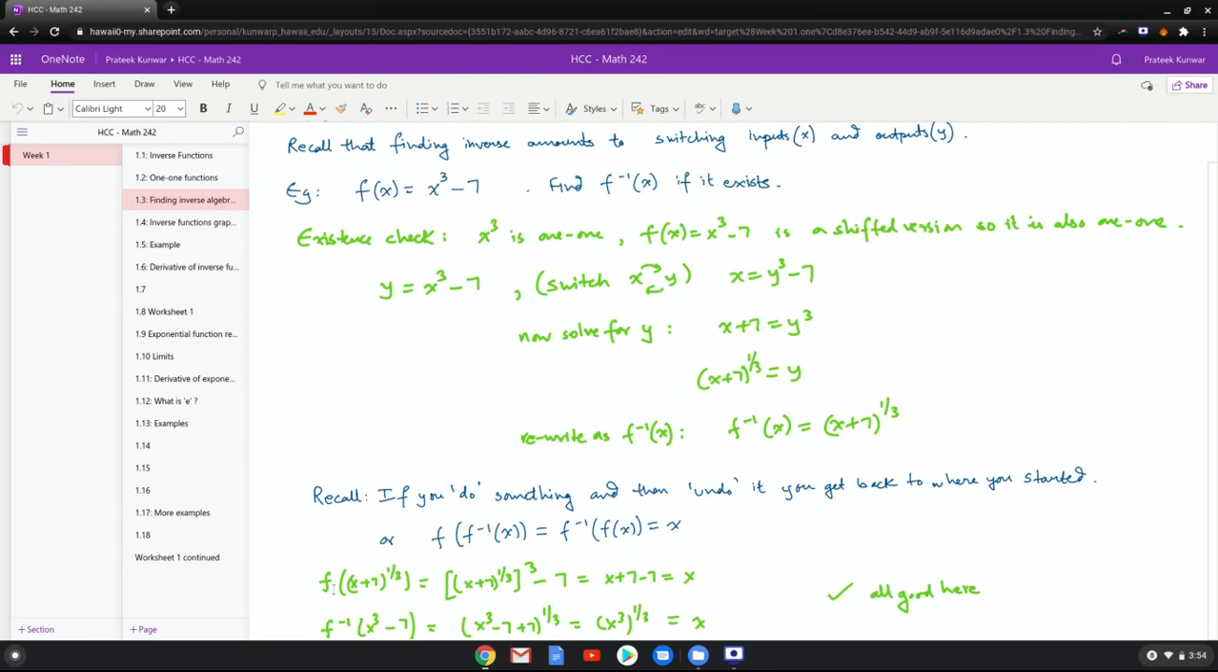So let's verify that. f of (x plus 7) to the 1/3 becomes (x plus 7) to the 1/3, cubed, minus 7. Now by the exponent law, 1/3 times 3 gives you a 1, so you get x plus 7 minus 7, which is x. Let's check the other way around. f inverse of x cubed minus 7 becomes (x cubed minus 7 plus 7) to the 1/3, which is x cubed to the 1/3, which is x. So all good here. What you found is correct. This example illustrates the basic method for finding the inverse function algebraically.